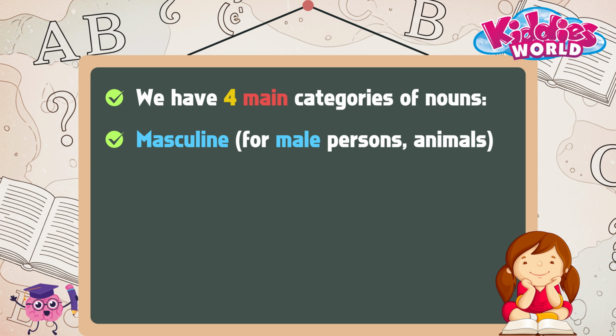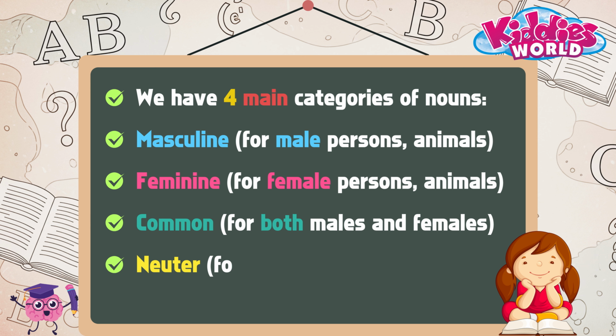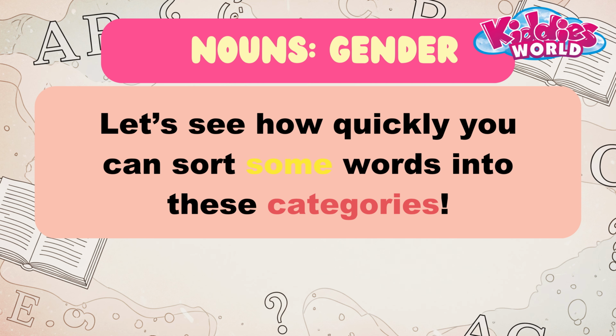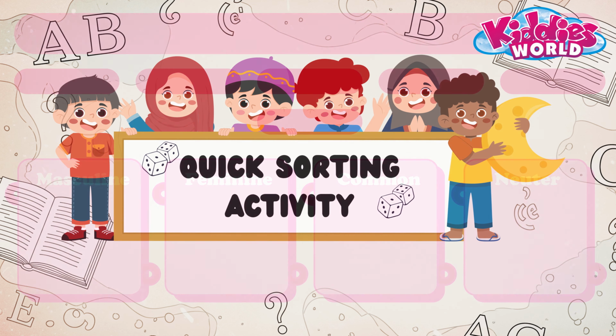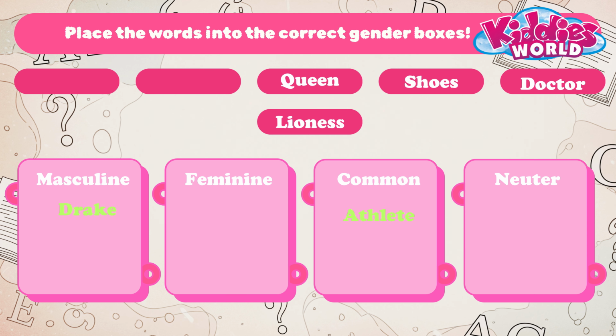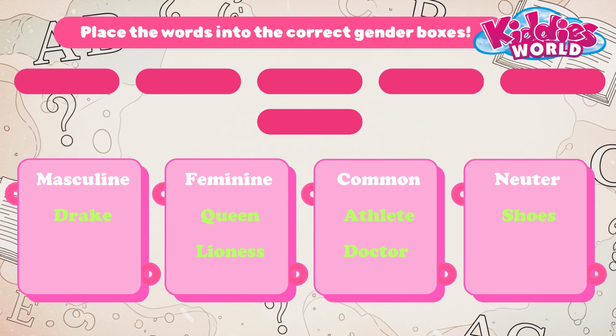So, to recap, we have four main categories of nouns. Masculine for male persons and animals, feminine for female persons and animals, common for both males and females, neuter for things with no gender. Let's see how quickly you can sort some words into these categories. Quick sorting activity. Can you place these words into their correct gender boxes? Athlete, common. Drake, masculine. Queen, feminine. Shoes, neuter. Doctor, common. Lioness, feminine.